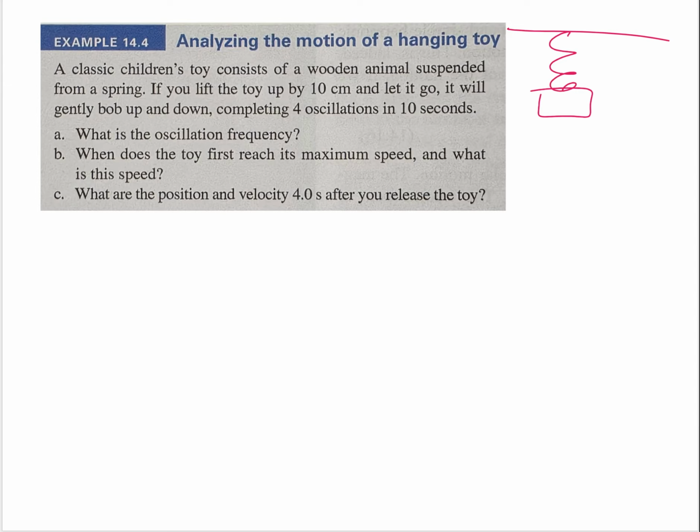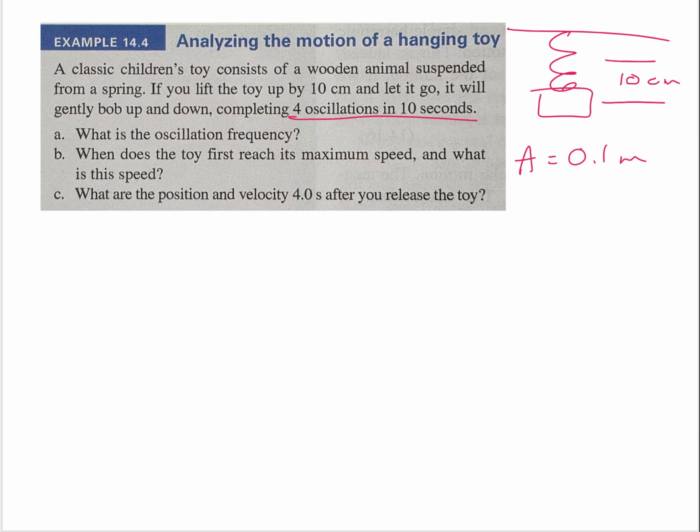So we know that we're going to lift the toy up. So here's equilibrium. We lift it up by 10 centimeters, and we let it go, so then it's going to bob up and down. Okay, great. Completing 4 oscillations in 10 seconds. They're telling us something there. What is the 10 centimeters? That is our amplitude. So A equals 0.1 meters.